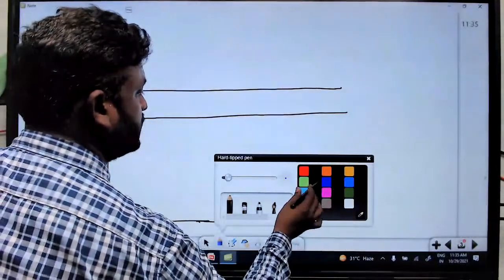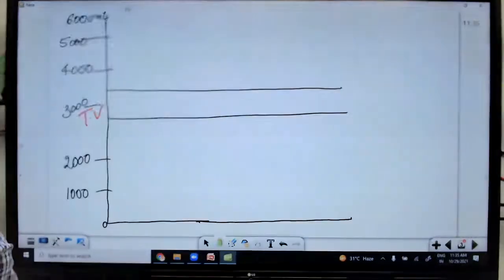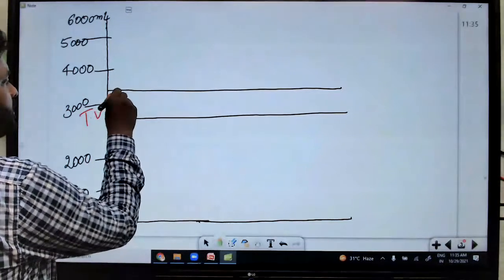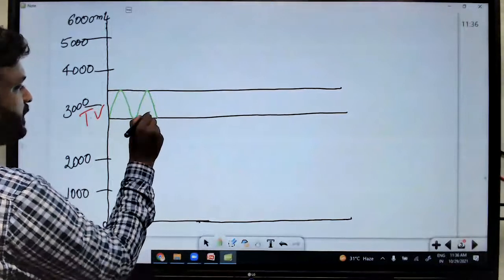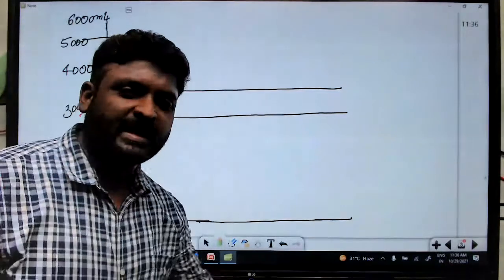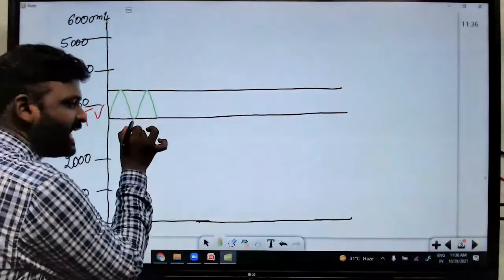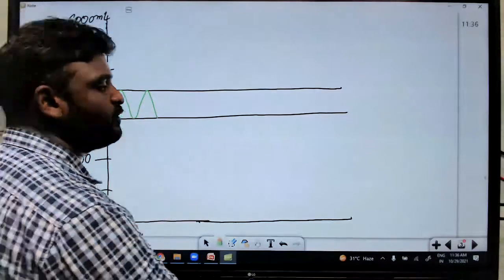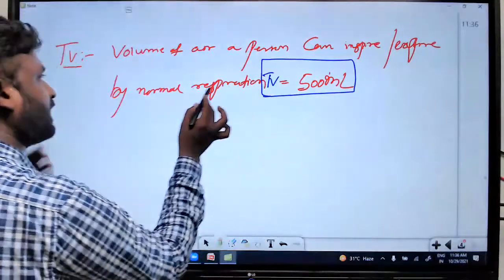Let me use the first one for today. Tidal volume is about inspiration, expiration, inspiration, expiration. Got it, students? This is what tidal volume means. We inhale, we exhale, and the two in the normal way, as we mentioned here.